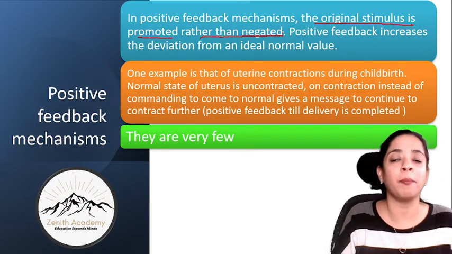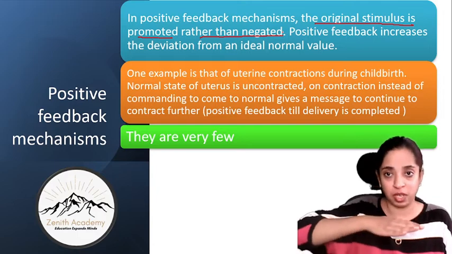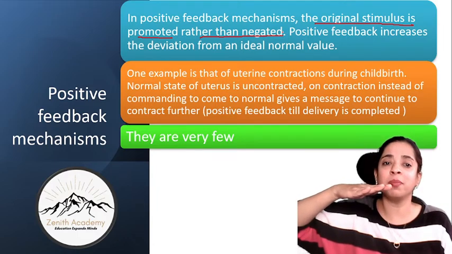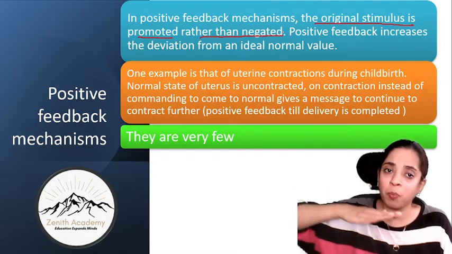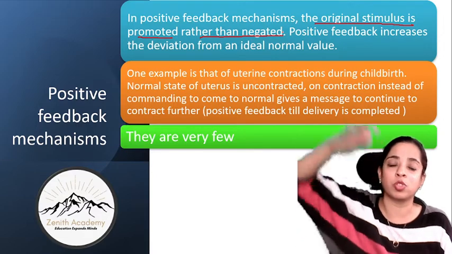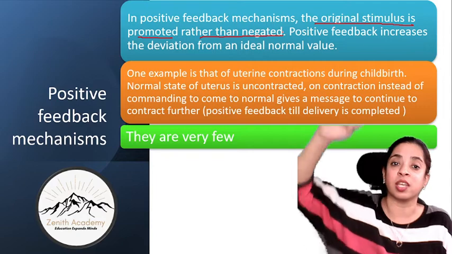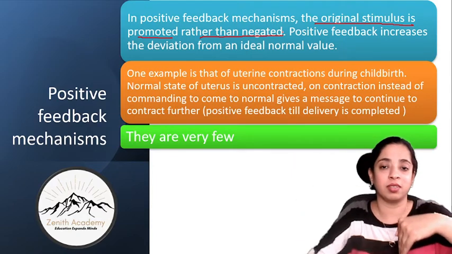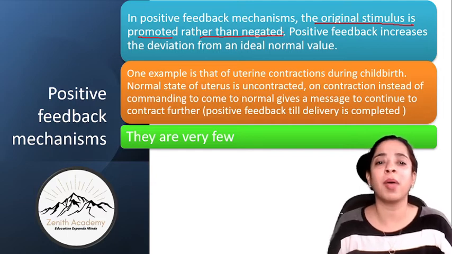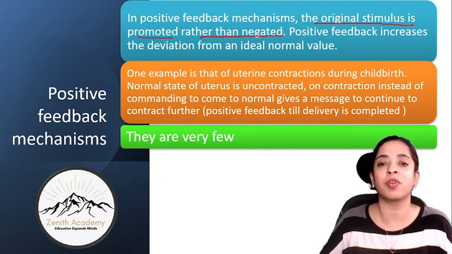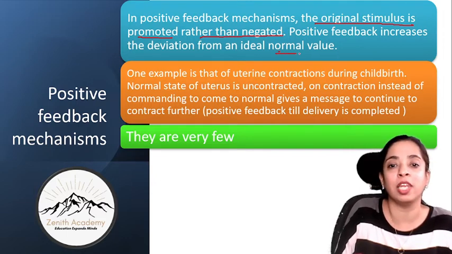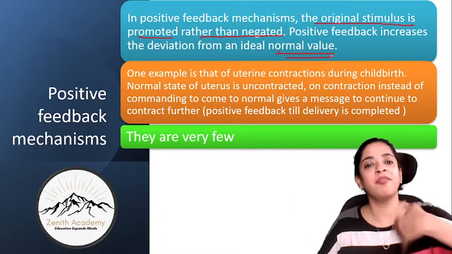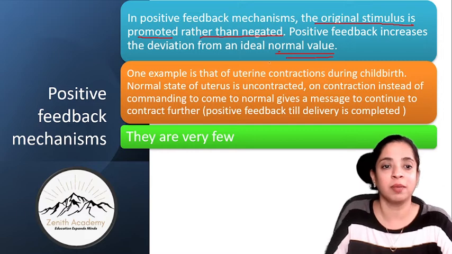But here, the original stimulus, suppose some level is increasing, so what does a positive feedback system do? It promotes the increase, so it goes on and on increasing. If something is decreasing, it promotes the decrease, right? So positive feedback increases the deviation from the ideal normal value. It doesn't allow it to come to the normal value. It deviates it from the normal value, right?